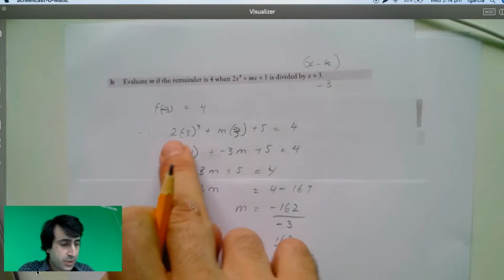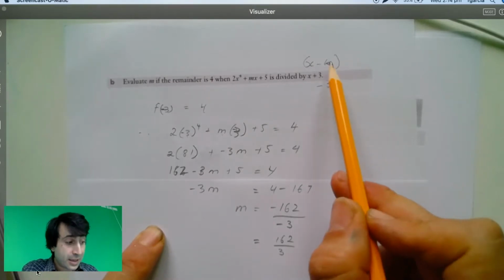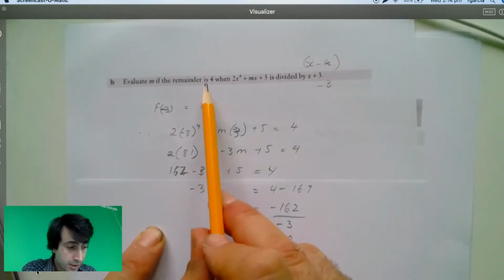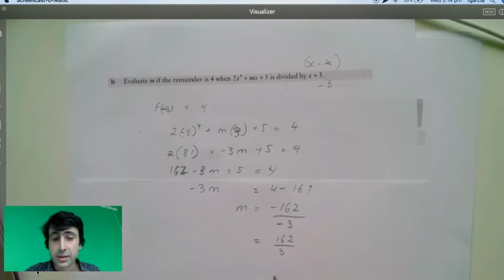All I've done is I've just evaluated that and solved for m, because I've got everything else that I need, knowing that k was minus 3, and the function of k, in this case, is 4. And so we end up working out that m is 162 and 1/3, or we can put that as a mixed numeral fraction.